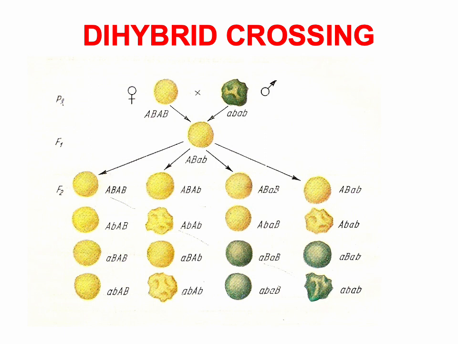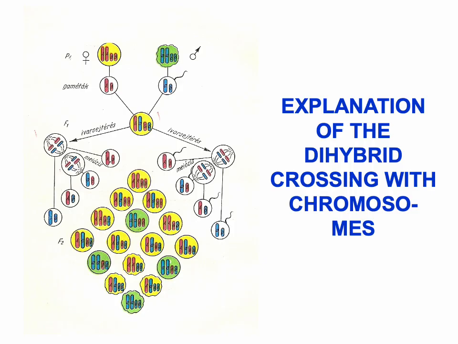In the F1 generation, all individuals have the same genotype and the same phenotype, expressing the dominant traits, yellow and round, not green and wrinkled. And you see that in the F2 generation you see the segregation of the traits. And here you see the explanation of the dihybrid crossing with chromosomes. The traits are inherited independently so that new combinations can occur. The average ratio of phenotypes is 9:3:3:1.